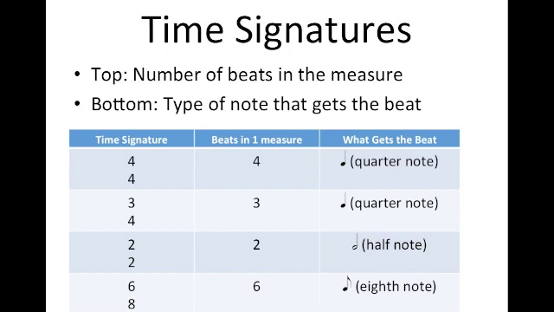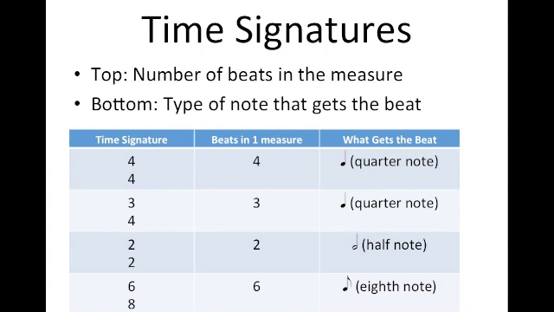The number of beats in one measure depends on the time signature. Here is a chart of common time signatures. A time signature consists of 2 numbers. The top number refers to the number of beats in one measure. That can be any number. The bottom number is the kind of note that gets the beat.